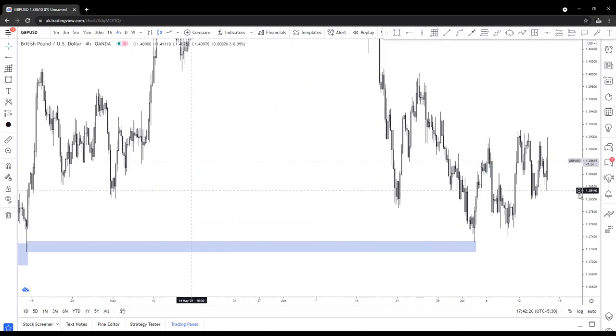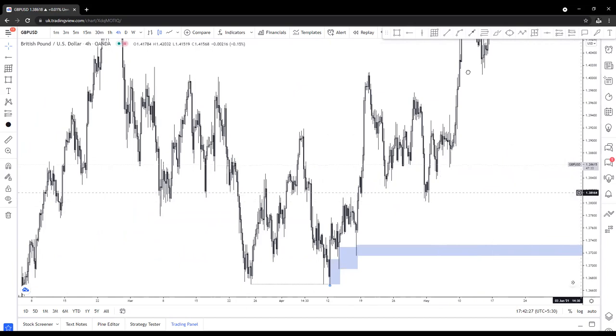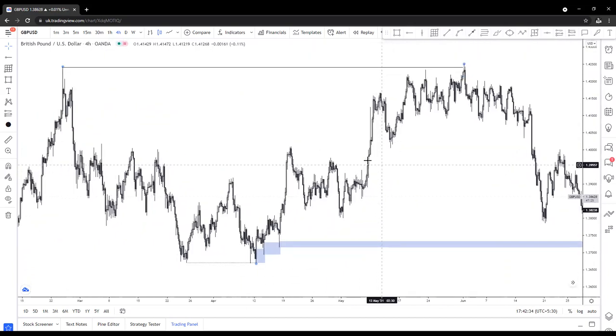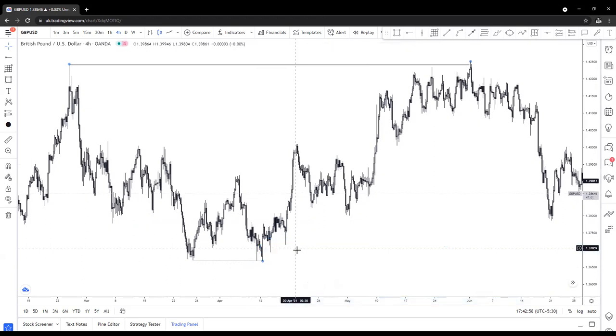So you know about liquidity, right? Now, the problem comes when you're going to choose an order block, because there will be multiple order blocks all over the place. So how do we determine the right order block? That is the biggest question. This works every time. This works all the time.